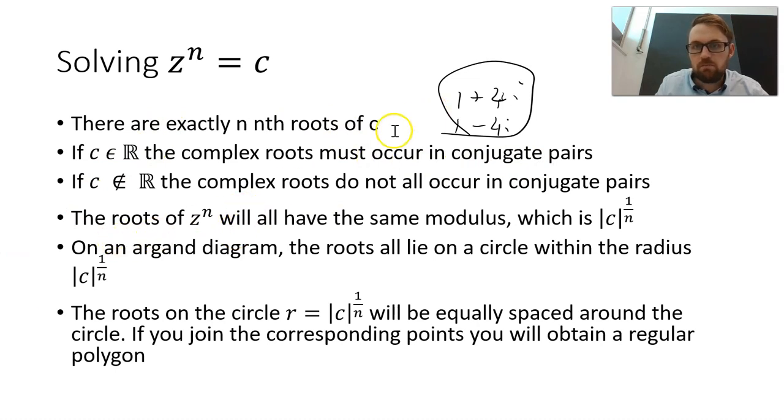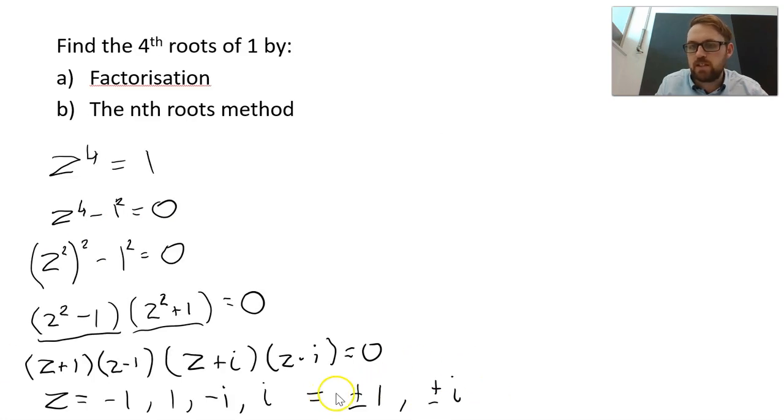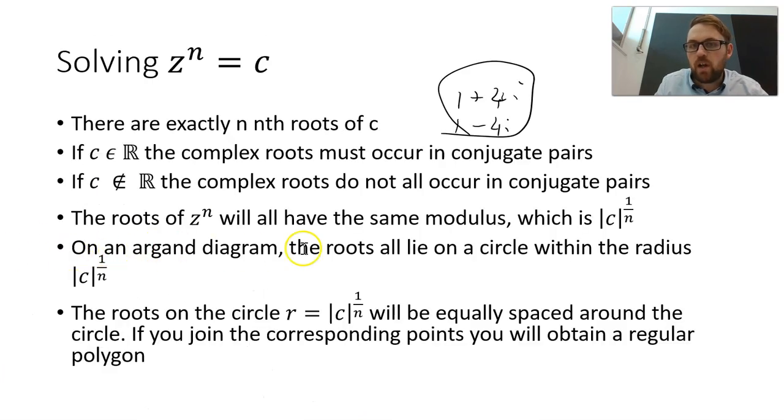which they do. If c doesn't, so it did belong, so we can't see that. The roots of Zn will have the same modulus, so all of ours do have the same modulus, they're just 1. So our original term had a modulus of 1 as well, so that's why. On an Argand diagram, all the roots lie on a circle with radius of 1.